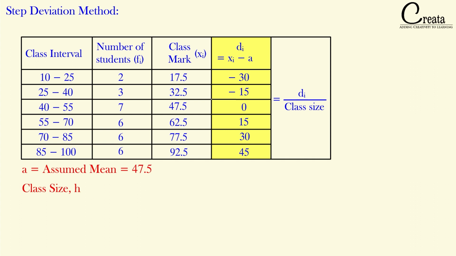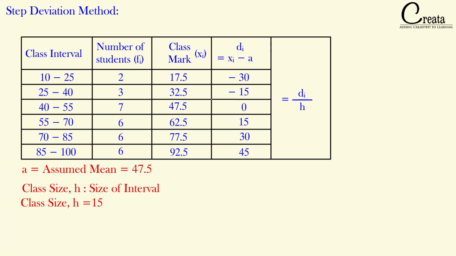Here we are dividing all the deviations by the class size. Firstly, understand what the class size is. The class size is denoted by h. Class size is the size of the interval. Here our interval, for example, is 10 to 25. Here we have a total of 15 numbers from 10 to 25, so the size of this class is 15. That is, the class size is 15. For 25 to 40, our class size is again 15. For 40 to 55, again 15. So we can say for all these class intervals, we have taken the class size as 15.